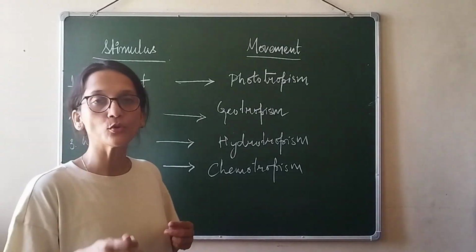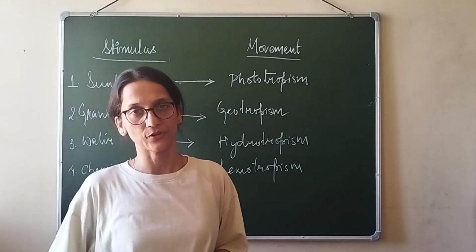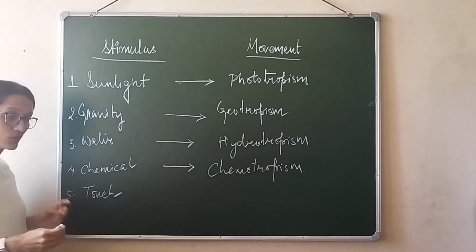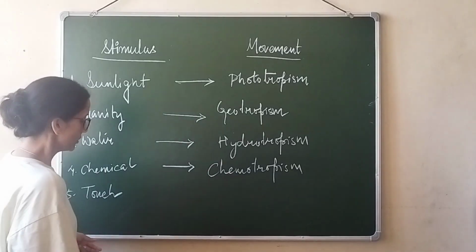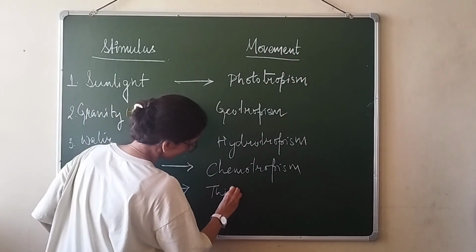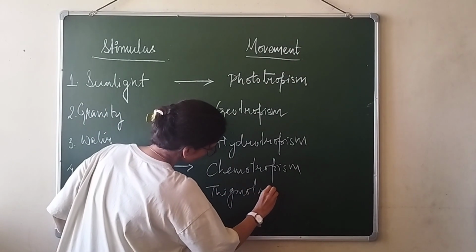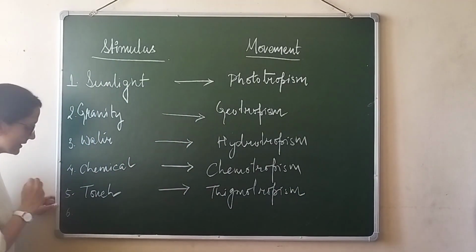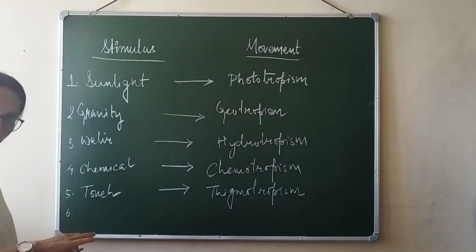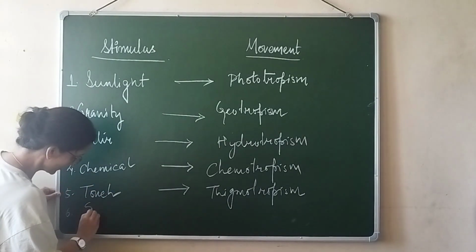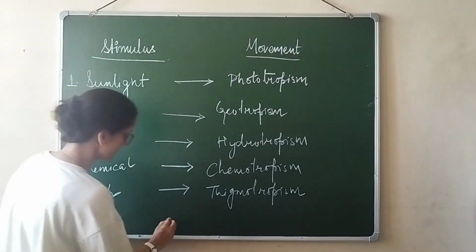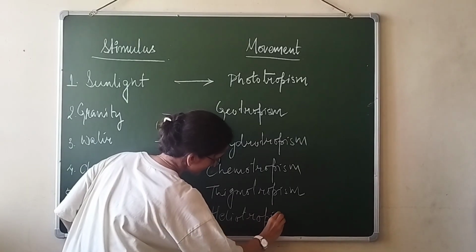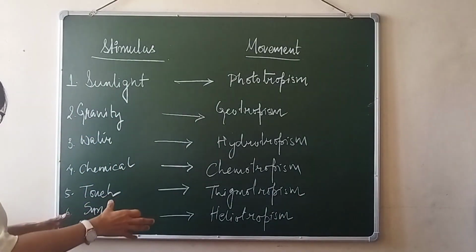Now the movements that I am going to mention, they are specific to some specific plants. So one of which is touch. There are certain plants which respond or show movement to touch. So that movement is known as Thigmotropism. Then there is another special type of movement which is again towards the sun. That means towards the direction of the sun. That is known as Heliotropism. All in all, we are going to study these in details.